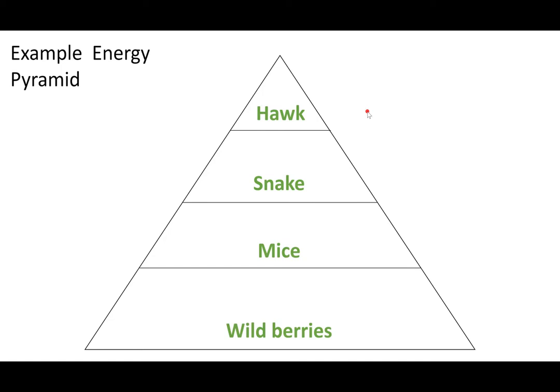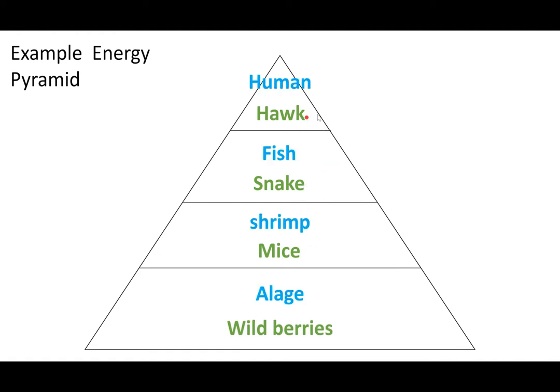Our last pyramid that we have, we're going to draw an example food chain. I said draw, but I wrote it out because you all know that I am not a very good artist. So here we have a terrestrial food chain. Starting with wild berries, those are our producers, right? They're a plant. They get eaten by a mouse. The mouse gets eaten by a snake, and the snake gets eaten by a hawk. So we've got producer, primary consumer, secondary consumer, and tertiary consumer.